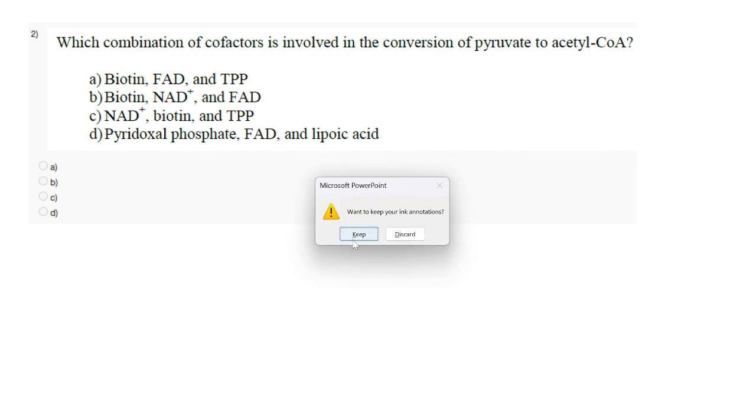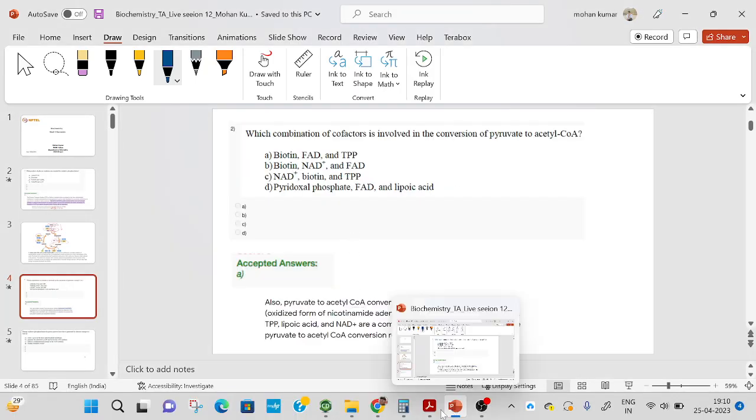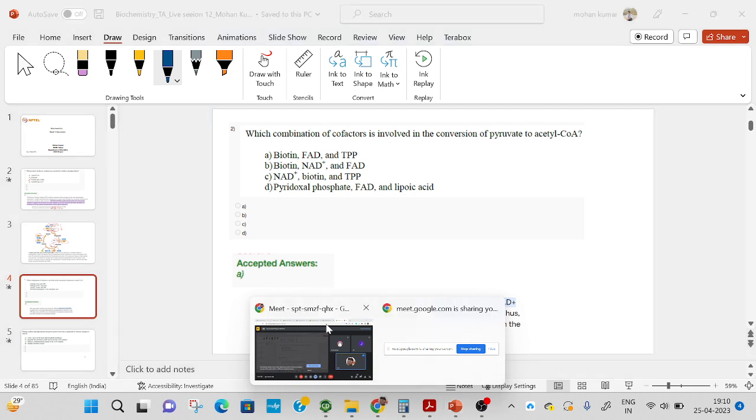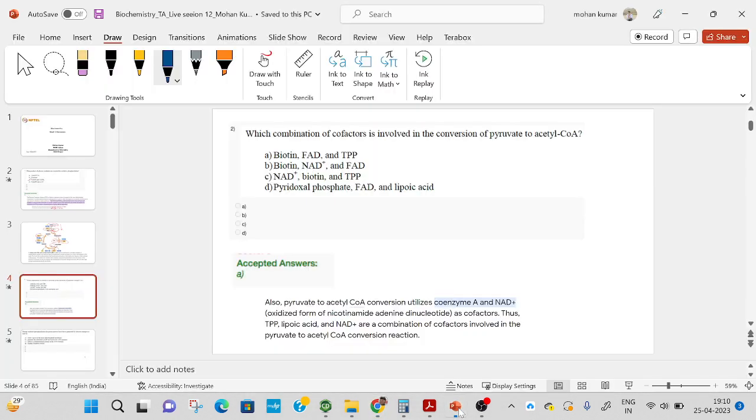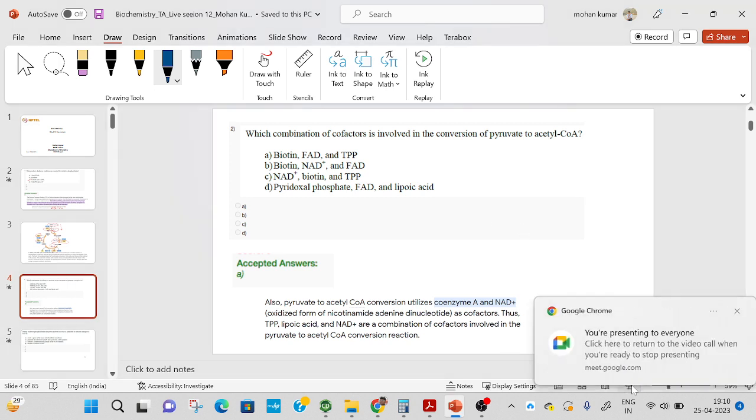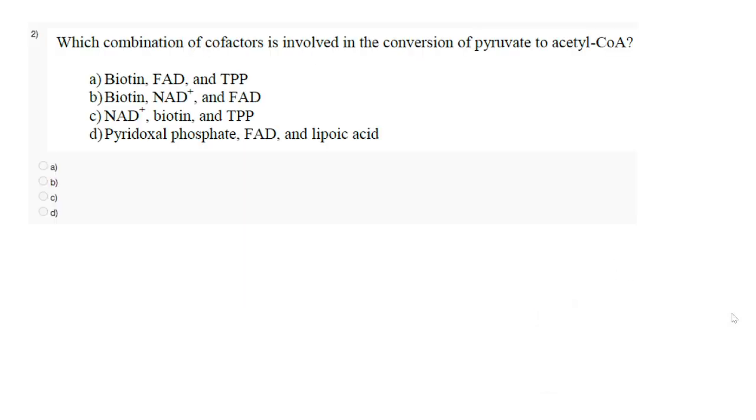Let me check whether I'm connected to all of you or not. Okay, connected. Yes, Arun. Option C, sir. Option C. NAD plus biotin and TPP. It is biotin, FAT, and TPP.